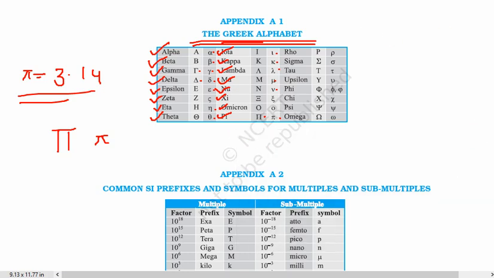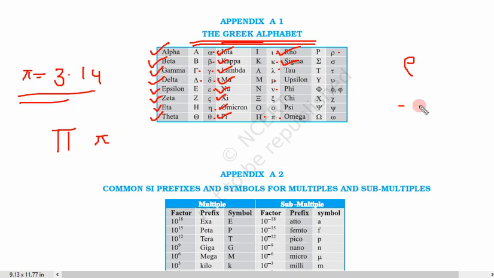Let us see another of this. Rho. Rho is equivalent of R. So how is it written? Capital rho is written like P. But small rho is something like this. So this is also very commonly used, especially in case of density.